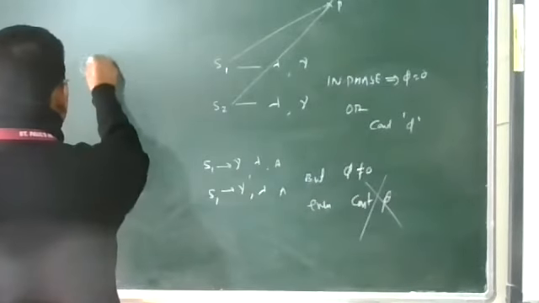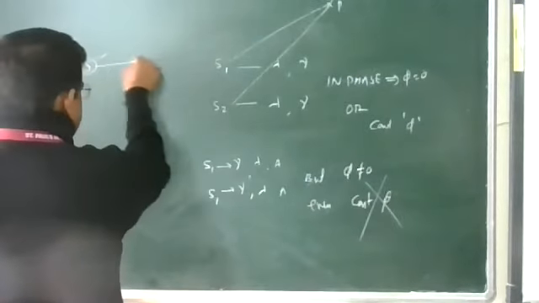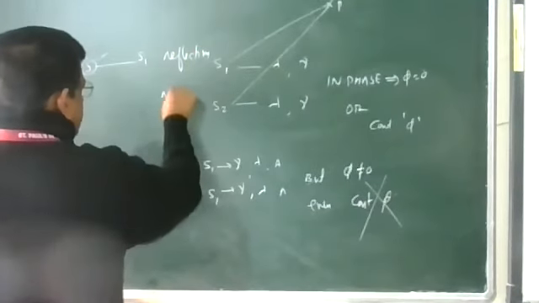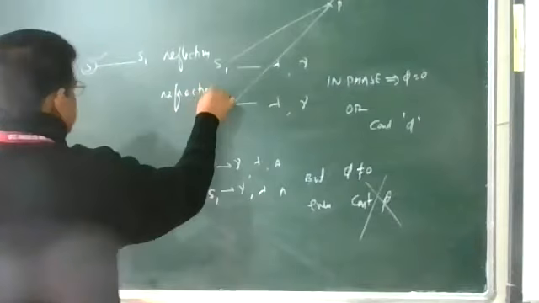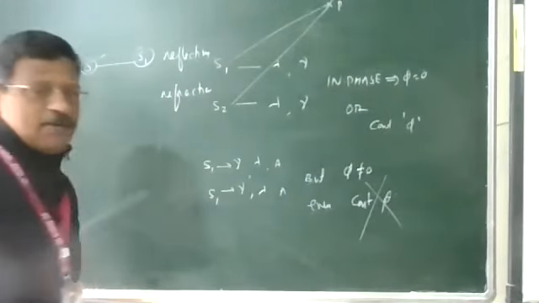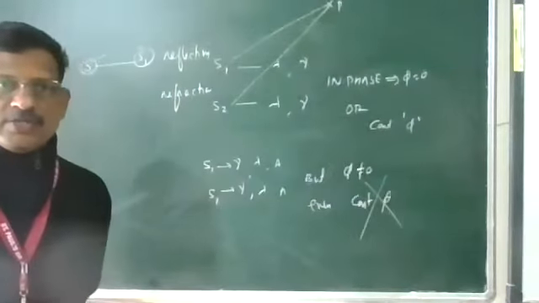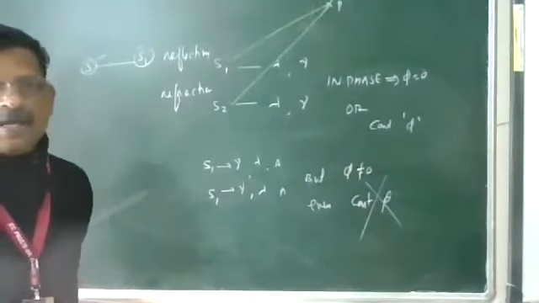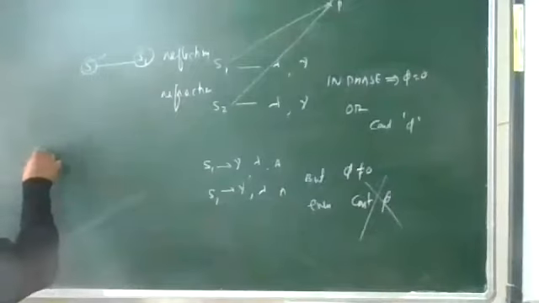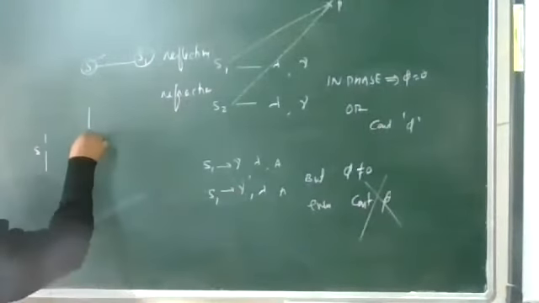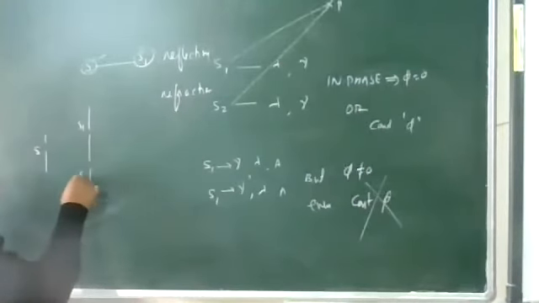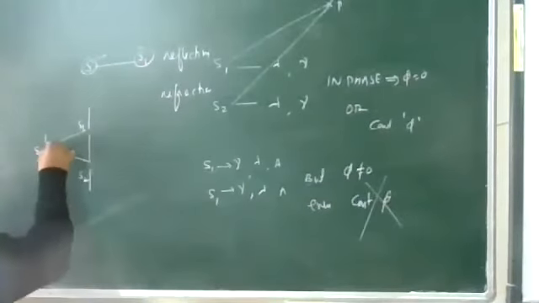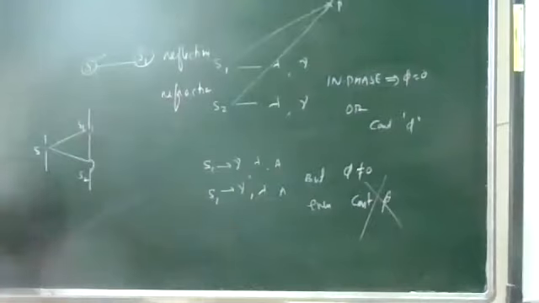Coherent sources can be produced from a single source, and the other source S1 is derived by the reflection method or by the diffraction method. So there are two sources: one is a parent source, another is derived by reflection, and these two can be coherent sources. In practice, from a single source, we derive two sources S1 and S2. Two slits are produced and they are equidistant.